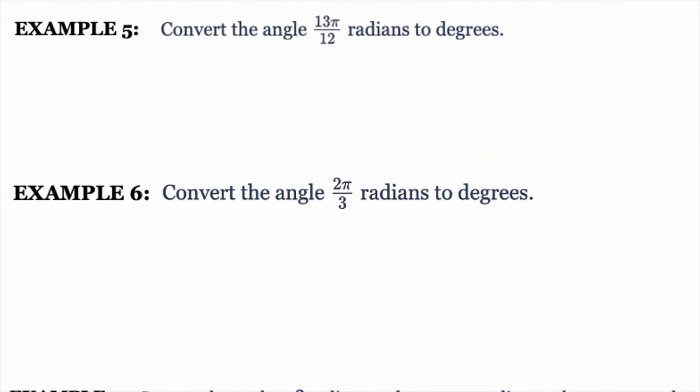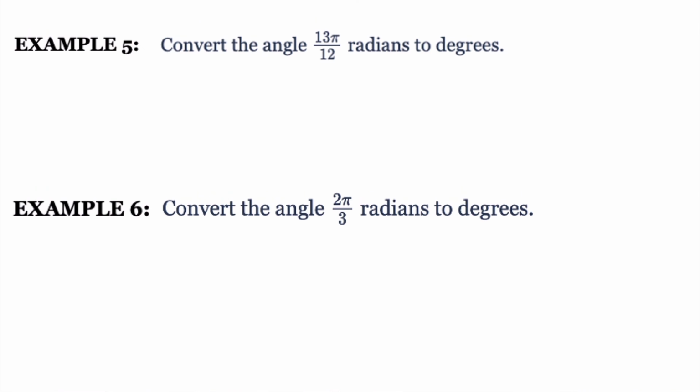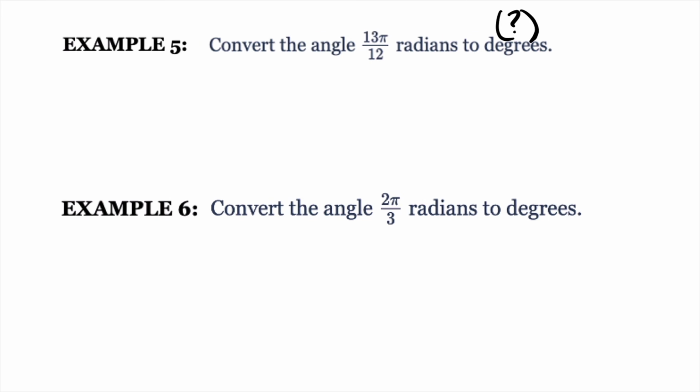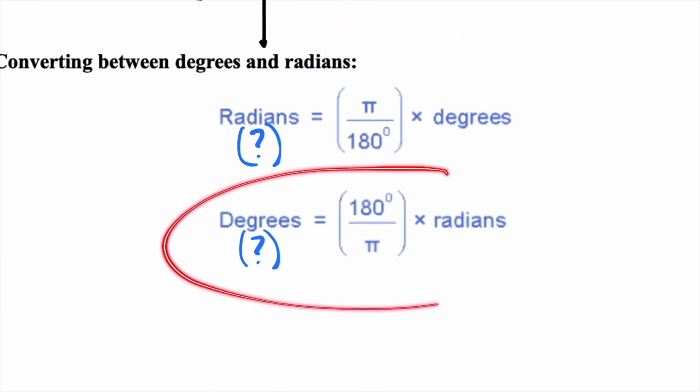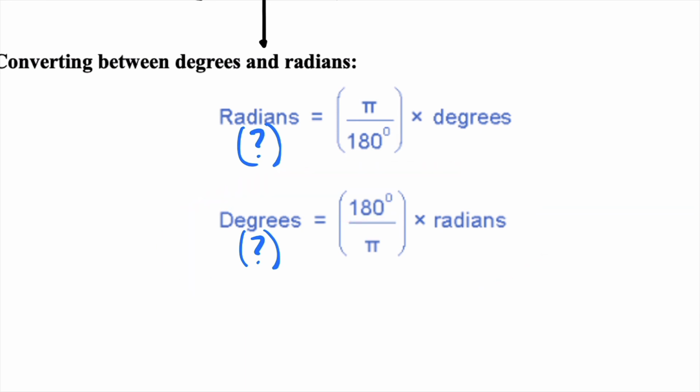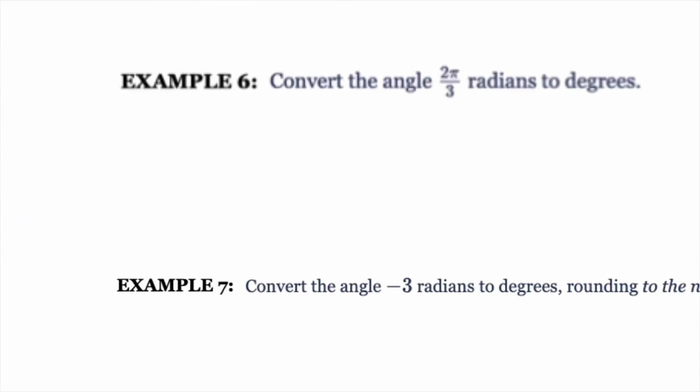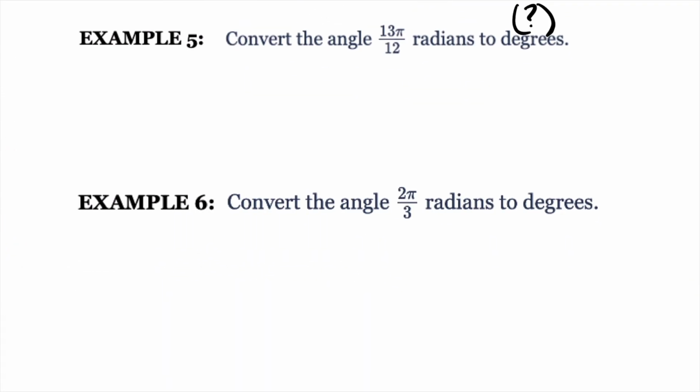All right, so now we're going the opposite direction. Now I don't know what the degrees are. So if I don't know what the degrees are, I'm going to use the bottom. This time it's 180 over pi. So 180 degrees over pi times, they give me radians this time, so it's 13 pi over 12.